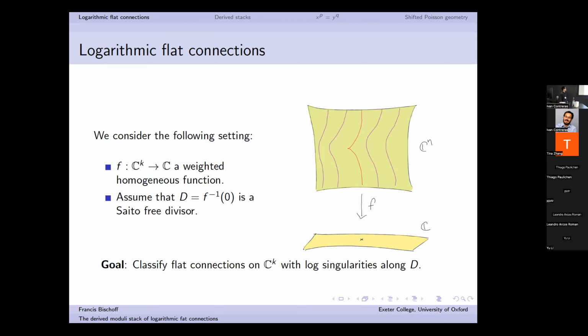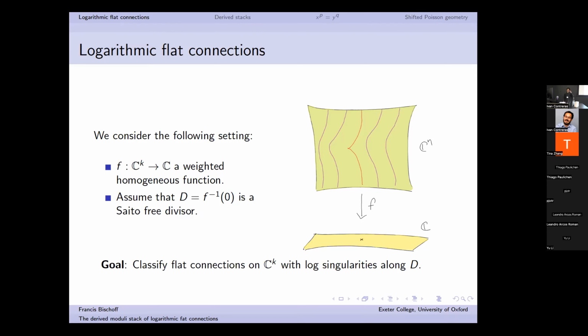Okay, so let's start. The setting that I want us to consider is the following. We have the complex vector space, C^k, and on here we have a holomorphic function, f, and we can think of it as defining a fibration over C. And over the point 0 is a hypersurface D, which usually is going to have a singularity. The goal of this project is to classify or understand flat connections on C^k that have logarithmic singularities along this hypersurface D.